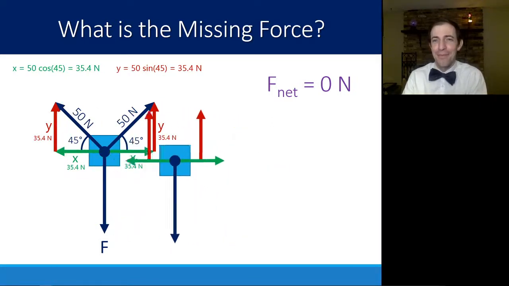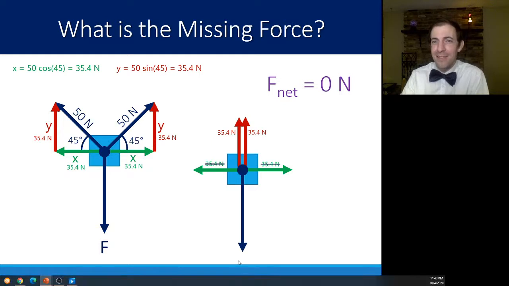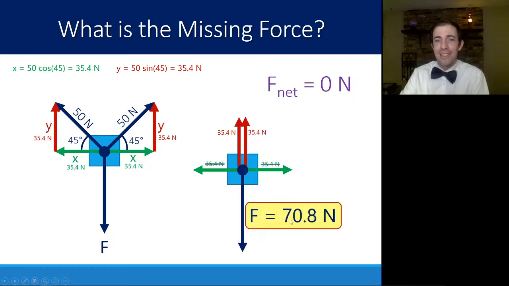It's beautiful. When this happens, I am left with a force going straight down that I don't know, forces going horizontally that are 35.4 newtons, and two forces going vertically that are 35.4 newtons. The horizontals are in opposite directions. They cancel each other out. So I'm left with two vectors of 35.4 newtons going up and one vector that I don't know going down. If this is a net force of 0, these have to cancel out. So this downward vector has to be 70.8 newtons.